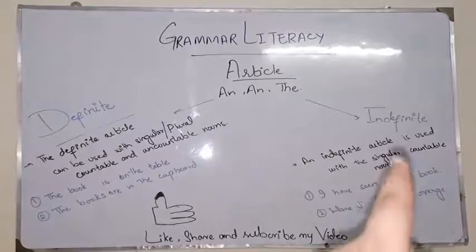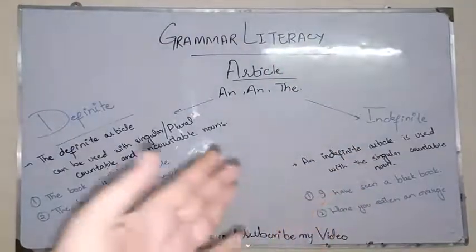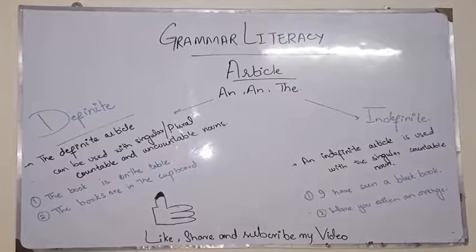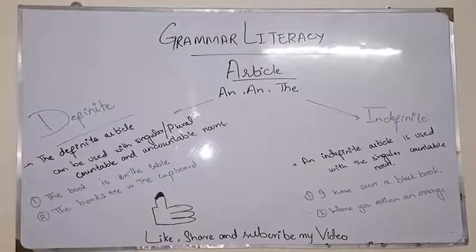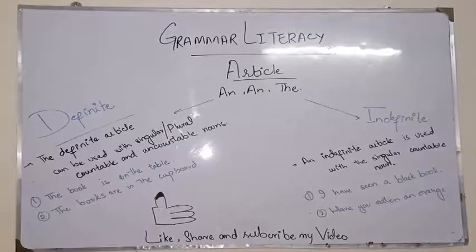The next one is the indefinite article. Now we are going to deal with the indefinite one. Look at the first statement. An indefinite article is used with the singular countable nouns. Okay, first is singular and second is countable nouns. We cannot do it with the uncountable nouns. We cannot say a star. We can say the star. Because star is something that is specific.